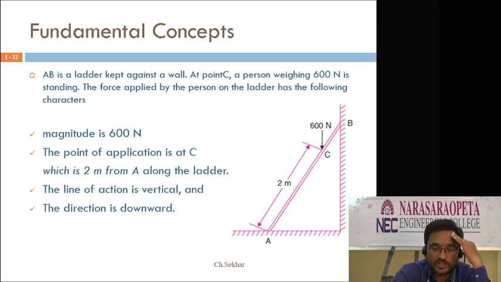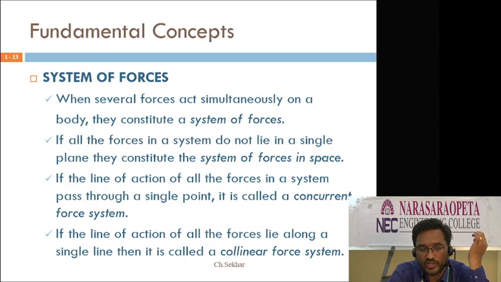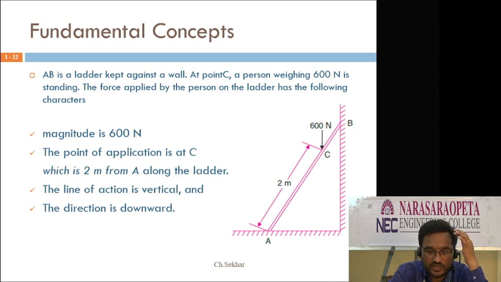Here one ladder AB is placed, and at point C we apply a point load. The magnitude is 600 newtons and the point of application is point C, which is 2 meters from A. The line of action is vertical, and the direction is a downward force. So this diagram is for understanding the characteristics of forces.